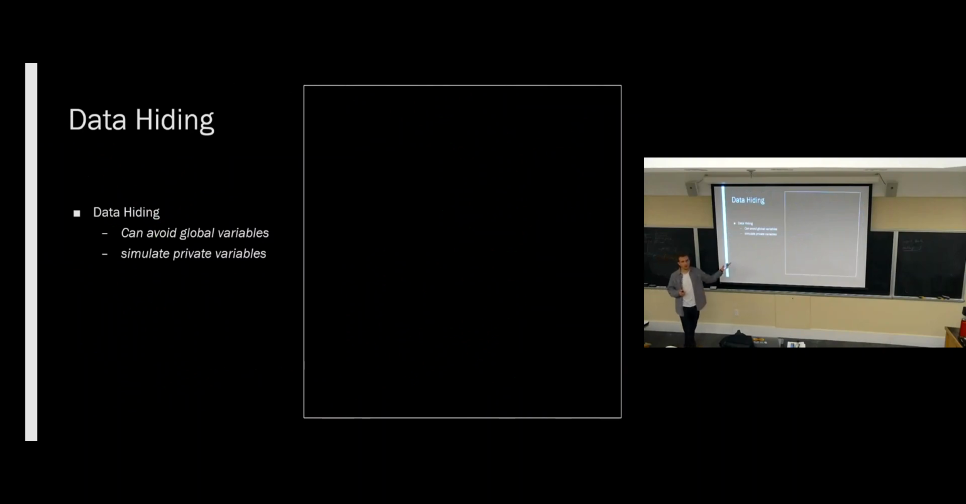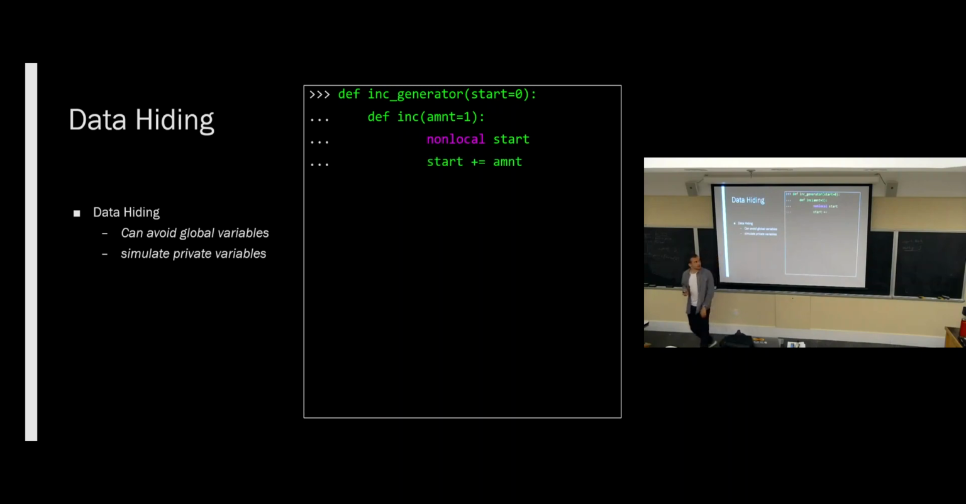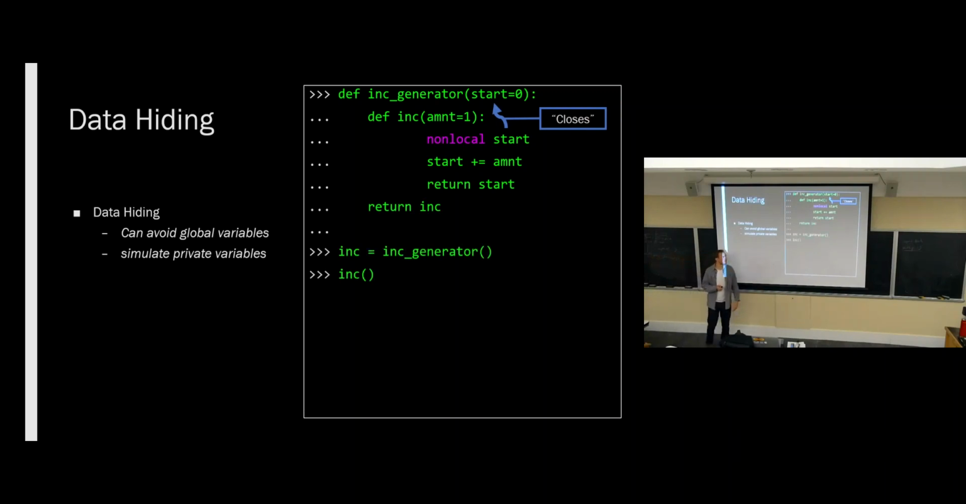Alright, one cool application of this is data hiding. So let's say we have an inc generator, and it returns an inc function that closes over some count, and then returns it after incrementing. It works just like how we expect. We get this inc function, and we call it a bunch of times, and we get values that increment. But the cool thing here is that the count variable is kind of inaccessible. The start was defined in the scope inc generator, which is now gone. So if we try to look up start, it's not there. So we were able to hide the count.